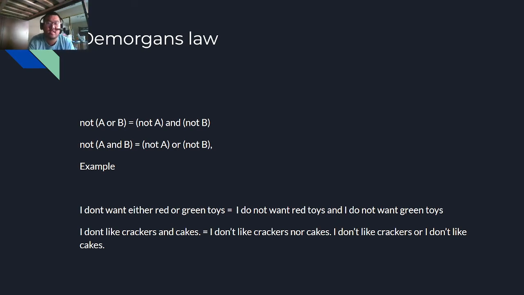It's logically equivalent. Now, De Morgan's law is just: not (A or B) equals not A and not B. Not (A and B) equals not A or not B. Parentheses are different. The example is, I don't want either red or green toys, which also means I don't want red toys and I don't want green toys. I don't like crackers and cakes is the same as I don't like crackers nor cakes.